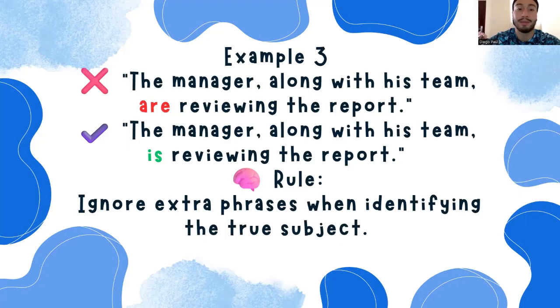The manager, along with his team, are reviewing the report. So the correct sentence is: the manager along with his team is reviewing the report. This error happens because the speaker assumed that the manager plus team makes the subject plural. However, the real subject is only the manager. Along with his team doesn't affect the main subject. So the verb must remain singular.